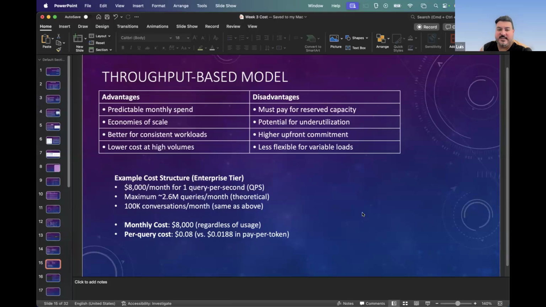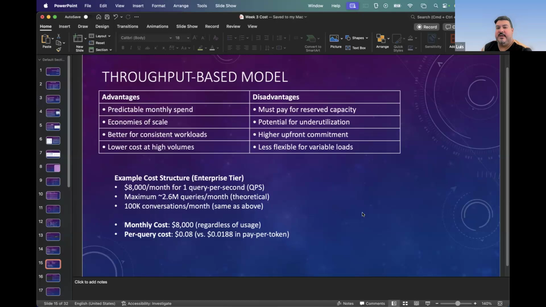There are economies of scale. Let's say you have 100 users, but next you have 500. In a throughput-based model, it will scale out and give you the proper concurrency for all users. It's more consistent for workload volumes and has a lower cost at high volumes.